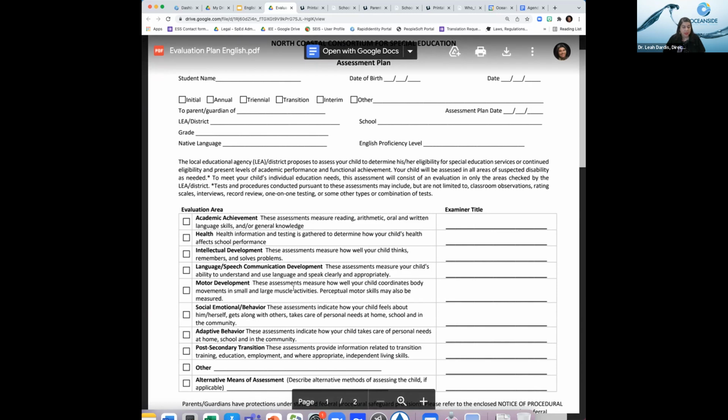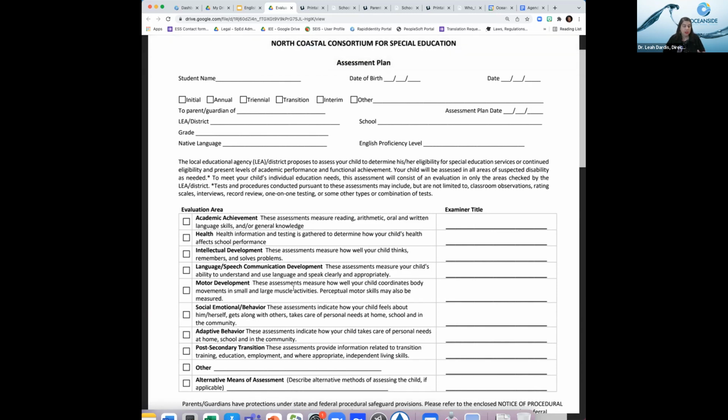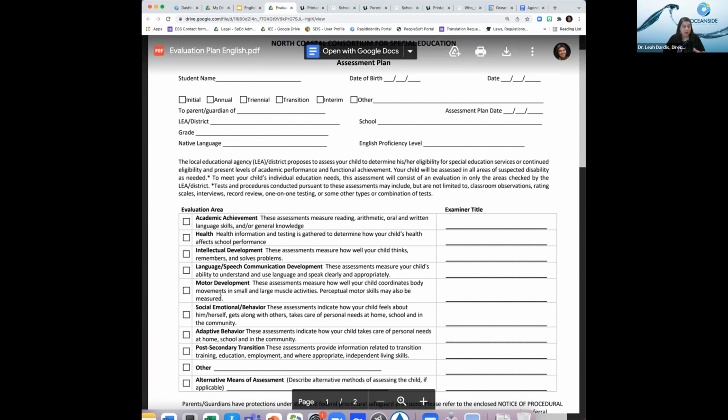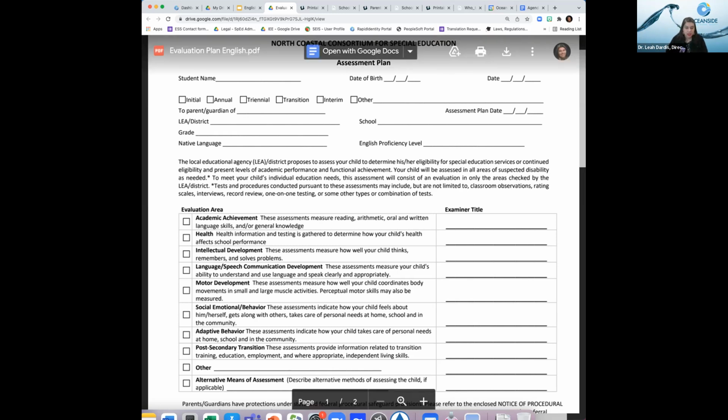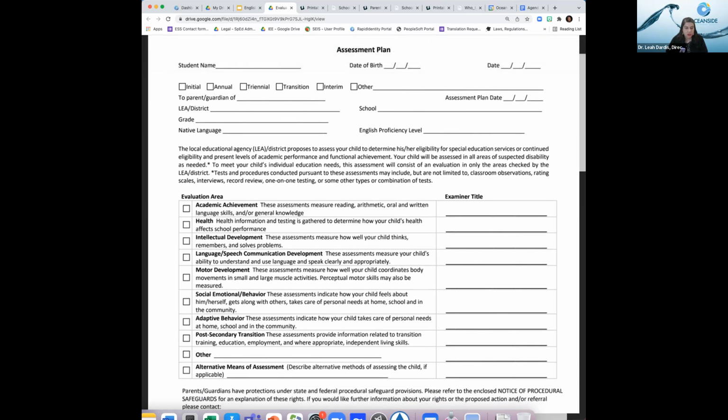Motor development can be a little bit tricky because this one looks at both small and large motor. So this would either be the school-based physical therapist or the school-based occupational therapist. So it could be either one of those, depending on whether it's holding a pencil, which would be occupational therapy, versus being able to move your body in large motor skills, that would be a physical therapist. Our social emotional behavior would be along the lines of our school psychologist.